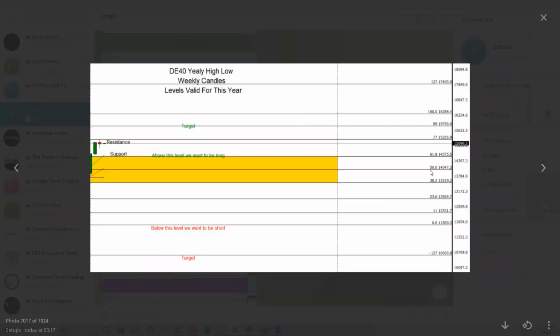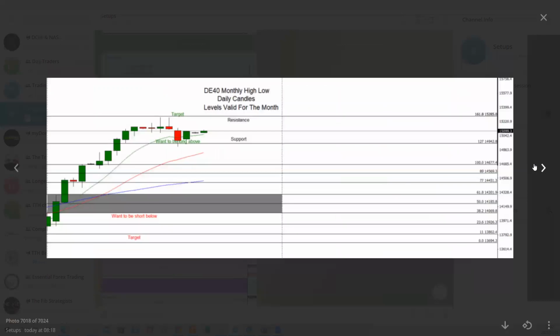On the DAX yearly high-low, currently levels of 61.8 and 77 as support resistance. If you look at the moving averages, 8 is above 21 above 50. That's indicating trend is up. So with that, we are still aiming for the 89 target level.